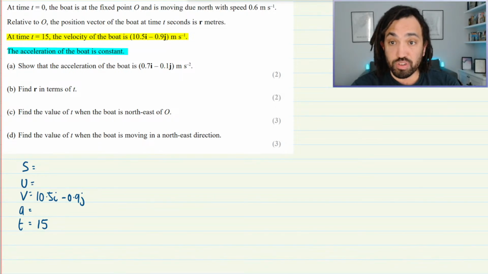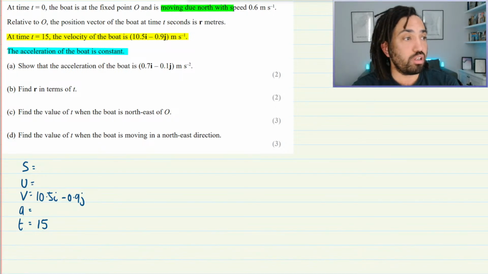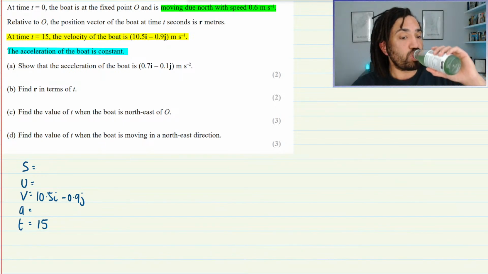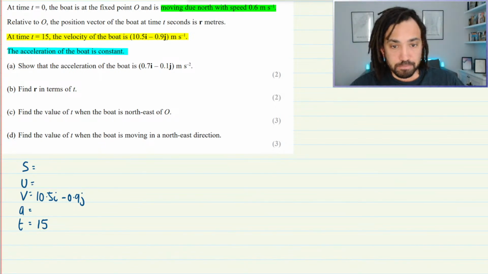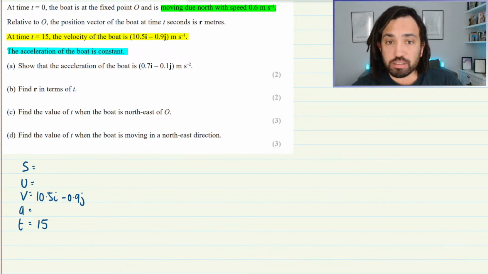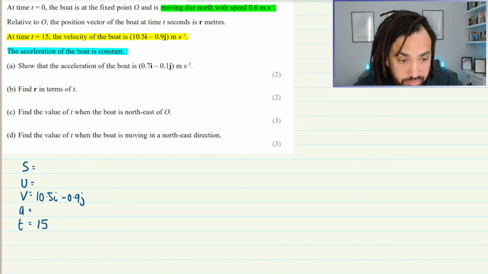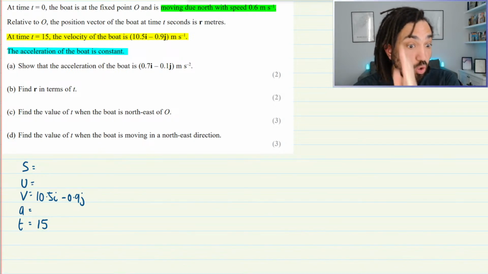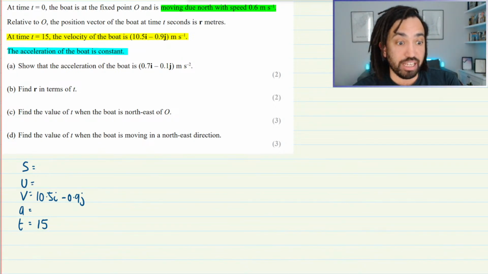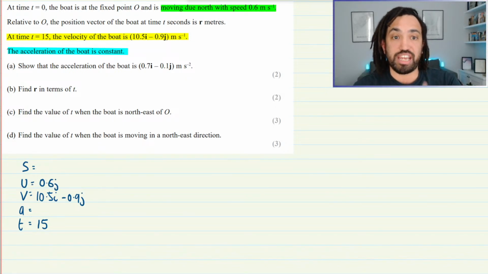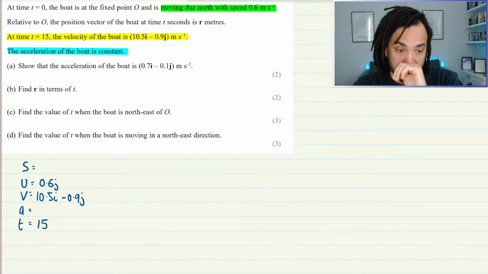And we know the initial velocity, what does this say? Moving north with a speed of 0.6. So what's the initial velocity then, guys? I think the initial velocity will be, it's moving north, so we need a vector in there. It's got to be a vector. It's 0.6 j, because j is north. J is going up. Yes.